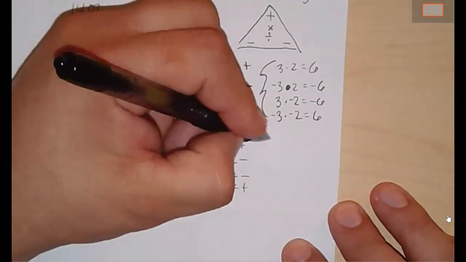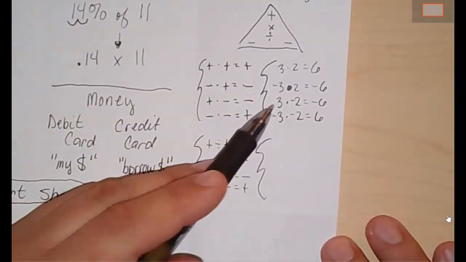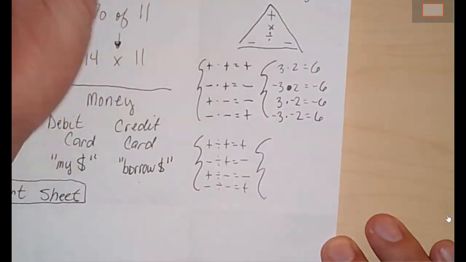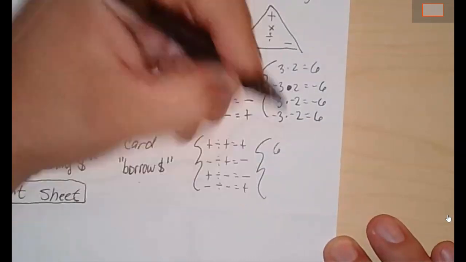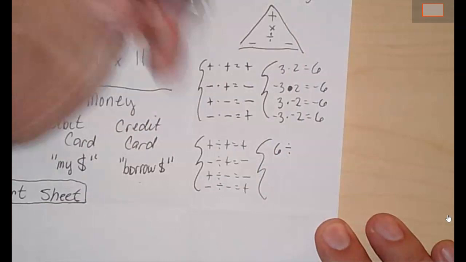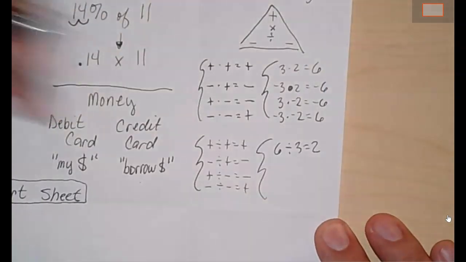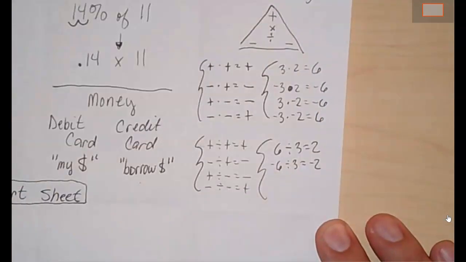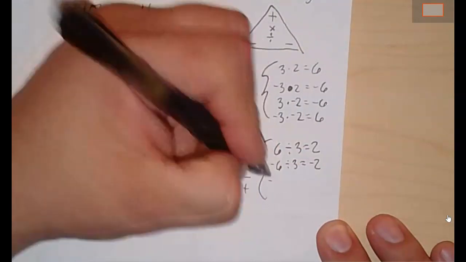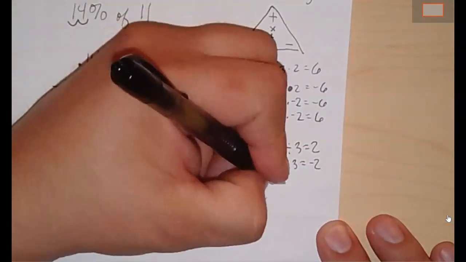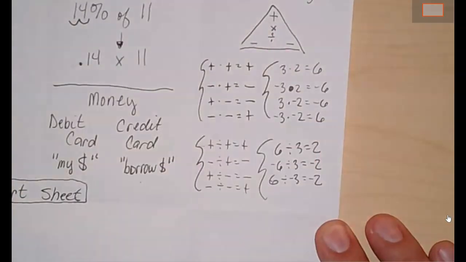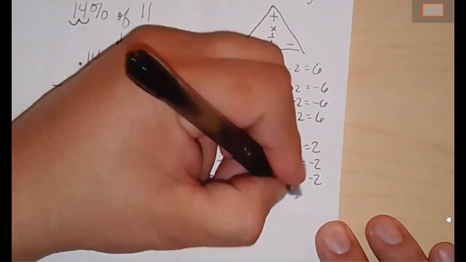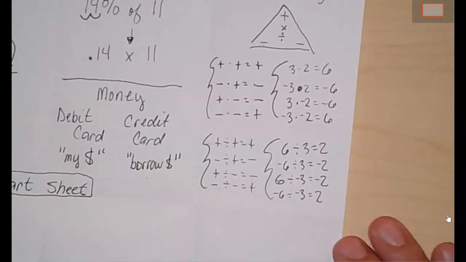Now this part's a little tricky just because you have to think as you're writing, not just copying. So here we're going to go like this. We'll say 6 divided by 3 is 2. Negative 6 divided by 3 is negative 2. Positive 6 divided by negative 3 is negative 2, and we'll do it that way.